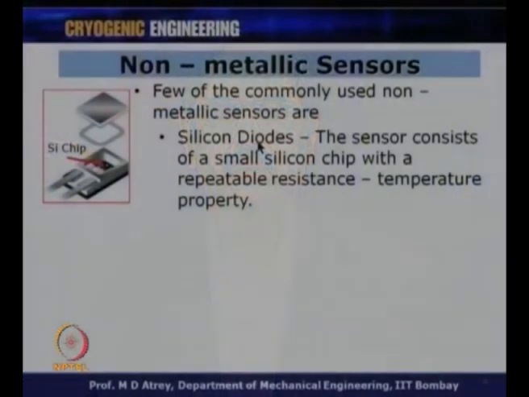A few of the commonly used non-metallic sensors are silicon diodes. The sensor consists of a small silicon chip with a repeatable resistance temperature property. So typically a diode would look like this, right?